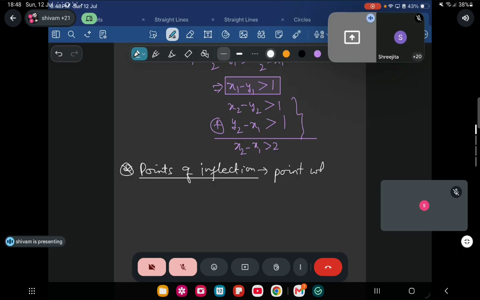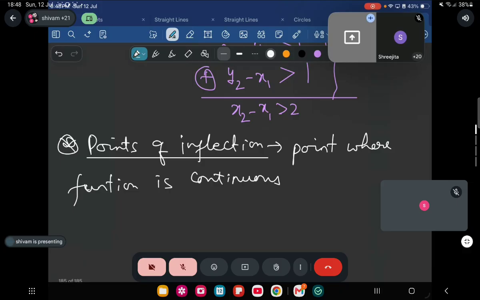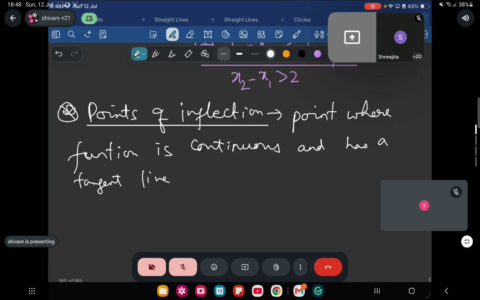Points of inflection. A point where the function is continuous and has a tangent line and where the concavity changes. Remember, earlier also I had taught in this chapter that the concavity of the graph will change, and a point of inflection is where the concavity changes.